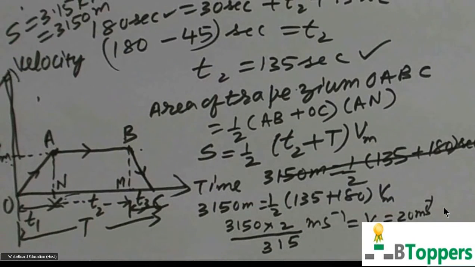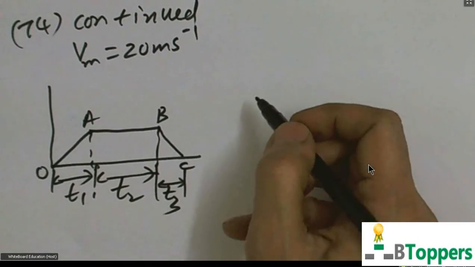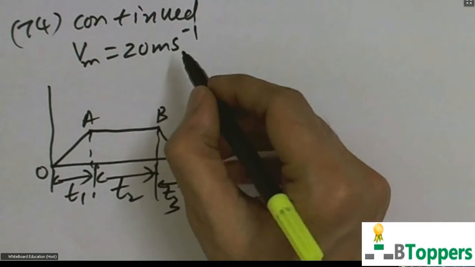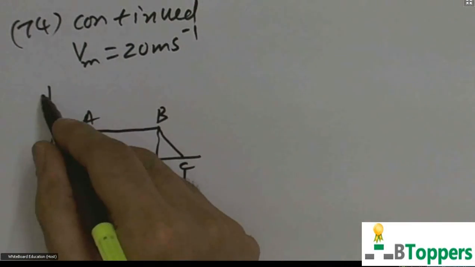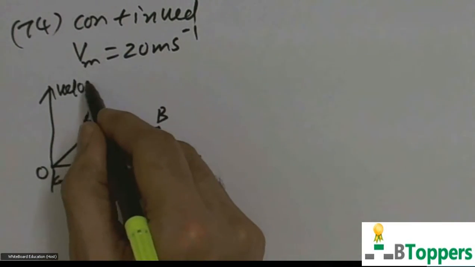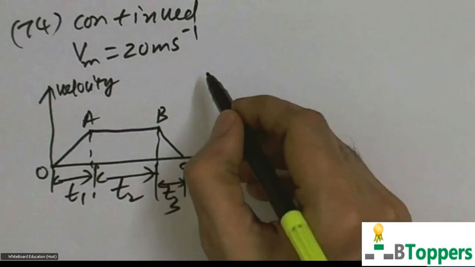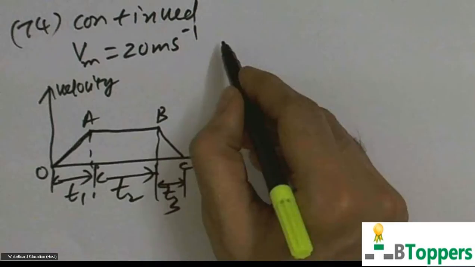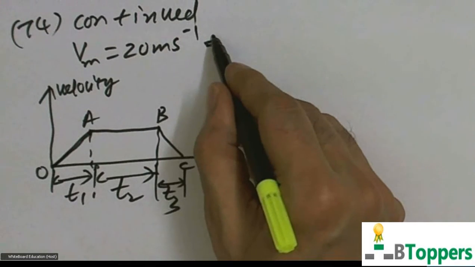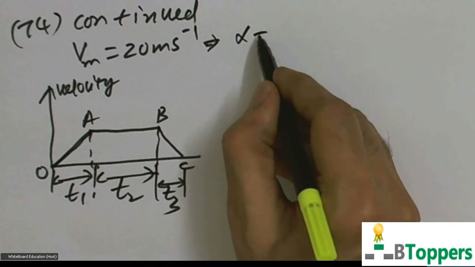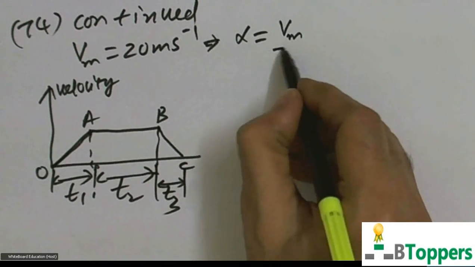Next, you have to find the acceleration alpha for the accelerated motion. So here, for the accelerated motion, the slope of the line OA gives you the acceleration denoted by alpha. That is equal to Vm by T1.